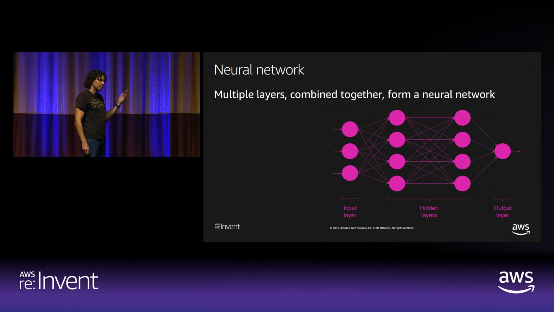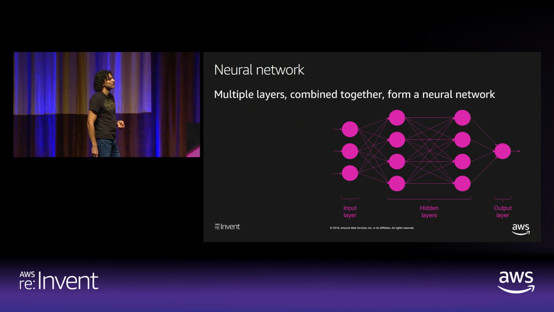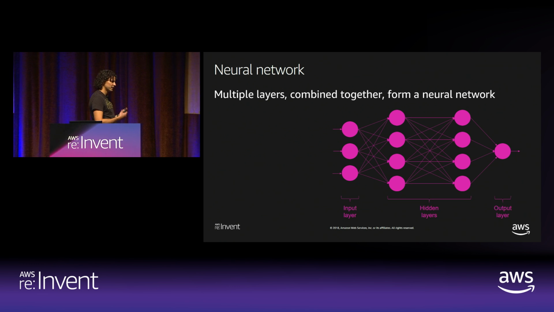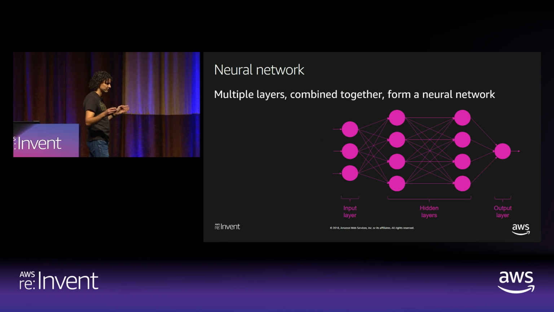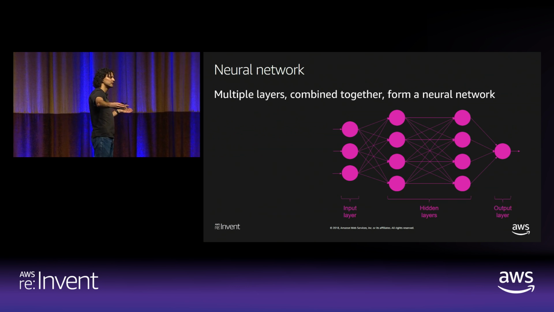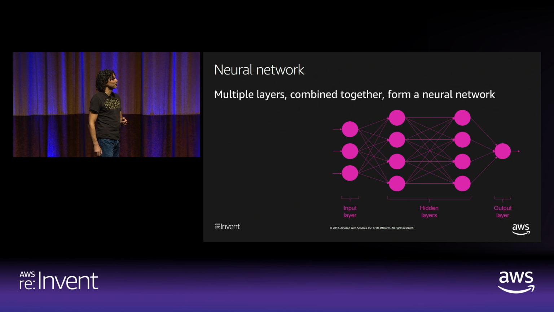And by the way, the name deep learning, which was coined for modern neural networks, comes from the fact that really successful modern neural networks have a lot of these layers. And so the term deep refers to the fact that they're very deep in terms of how many layers they have. So that's where deep learning comes from.